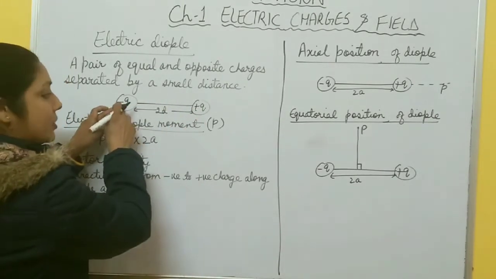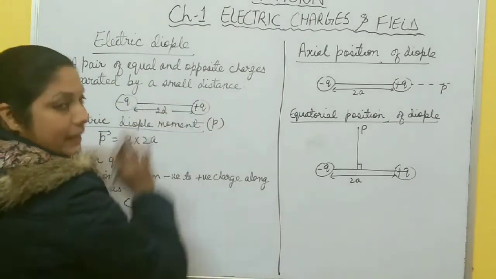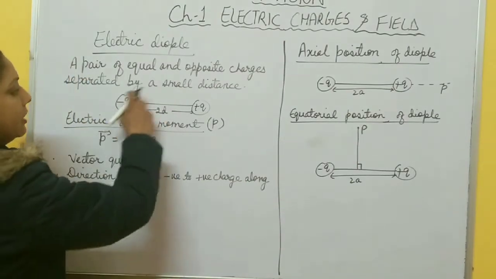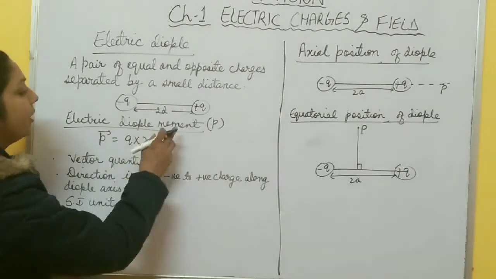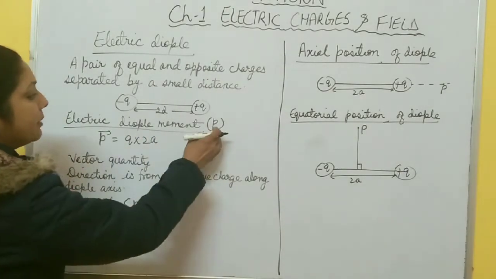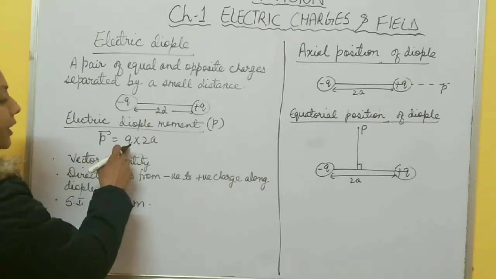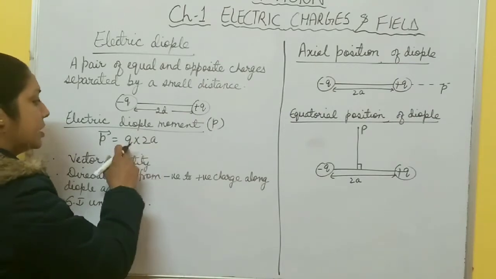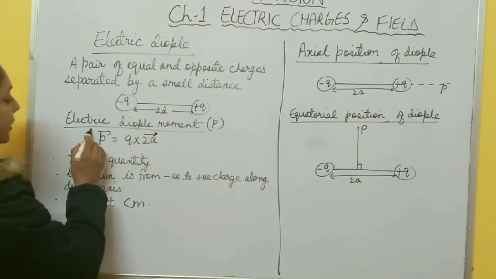Suppose this is minus 2q, this one is plus 2q. Or plus 3q, minus 3q. In this way, equal and opposite charges separated by some distance form an electric dipole, and its value is given by the electric dipole moment represented by small p. And this small p is equal to the product of the charge and the separation between the two charges. It means q into 2a. This electric dipole moment is a vector quantity, right?